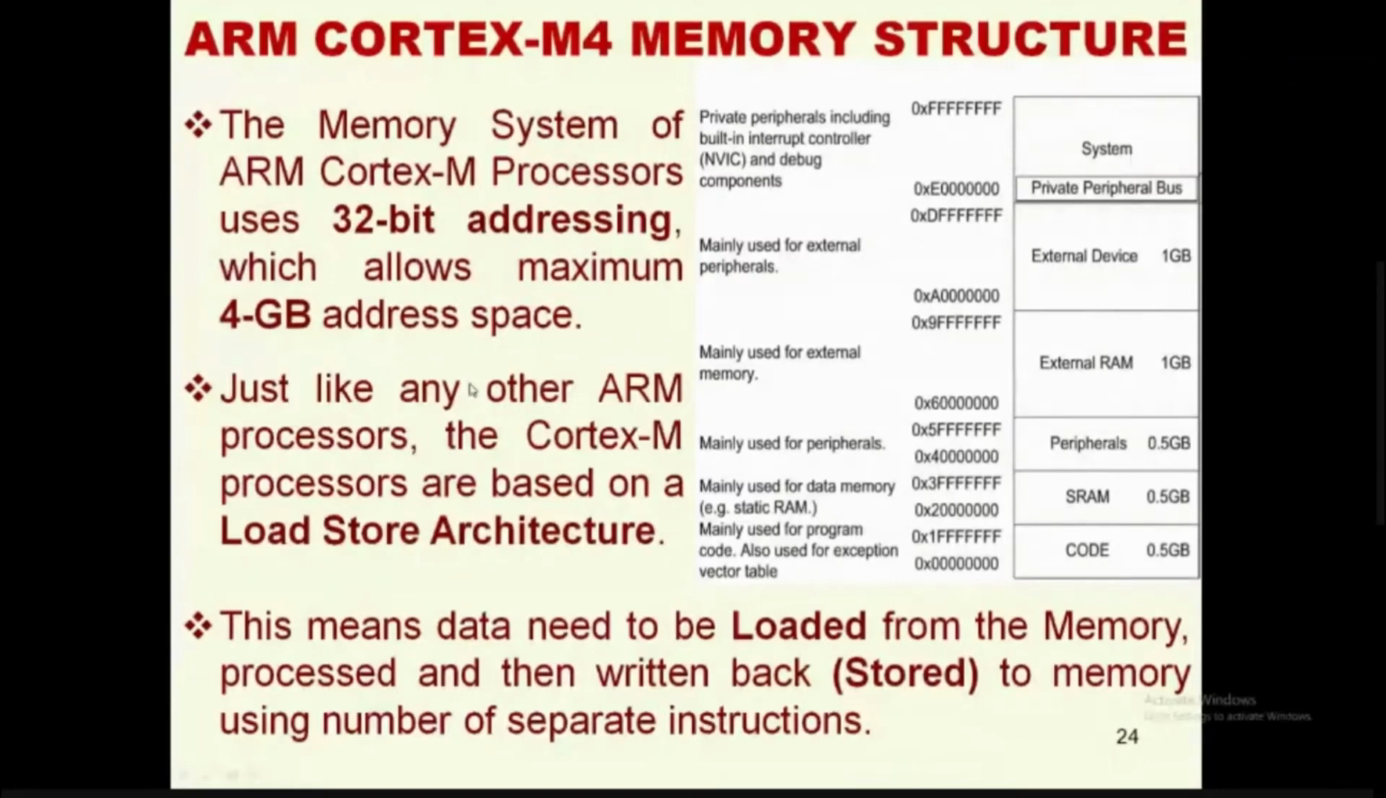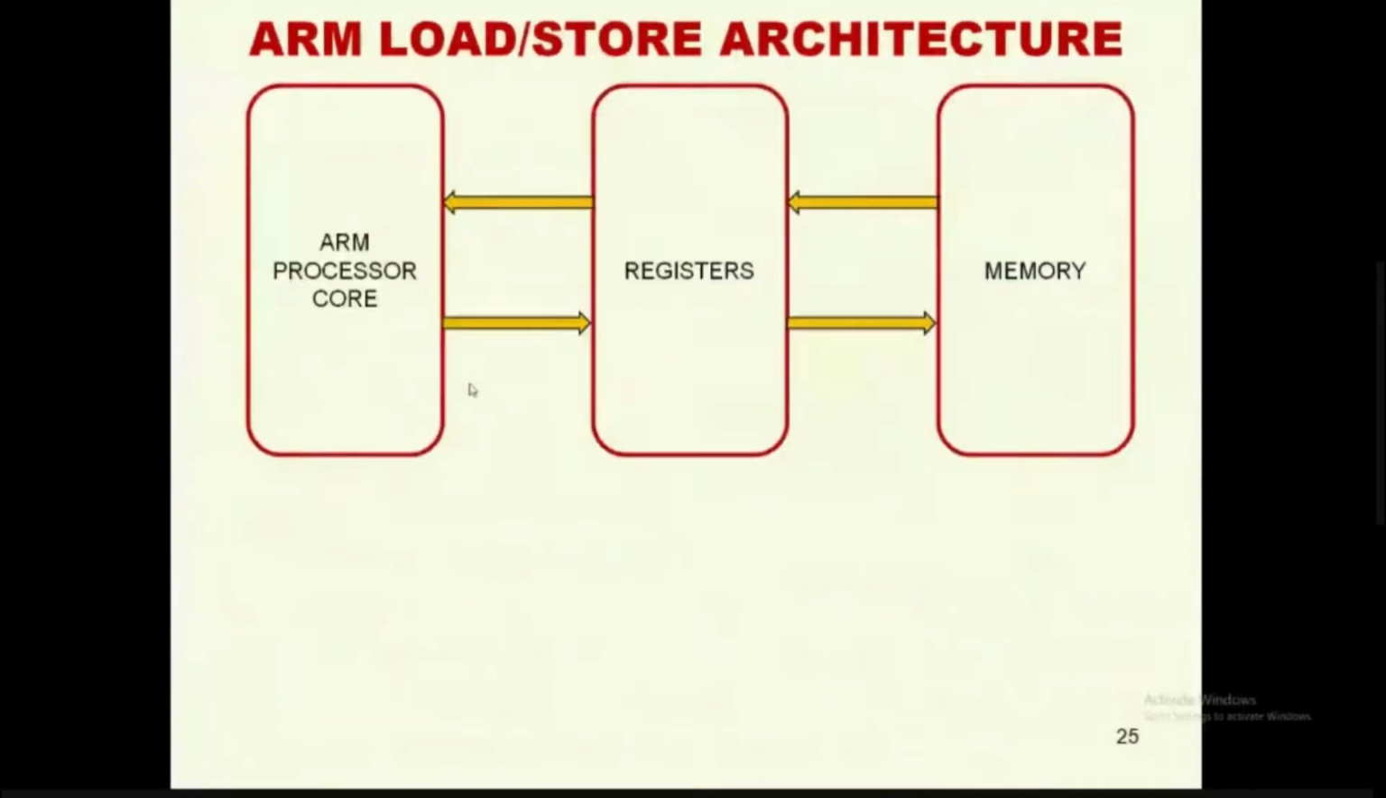So loading the registers, storing the content of the register to the memory location. Okay. So load store architecture means loading the register and storing the register, as you see on the screen. In the top left corner, you have an ARM processor core where you have an ALU. And there are register banks like R0 to R15, 16 registers available here. And there is a memory area separately available.